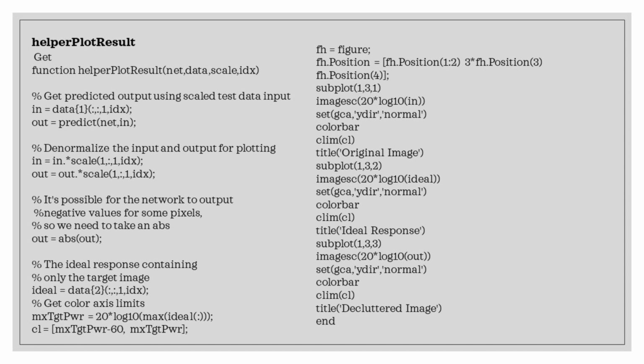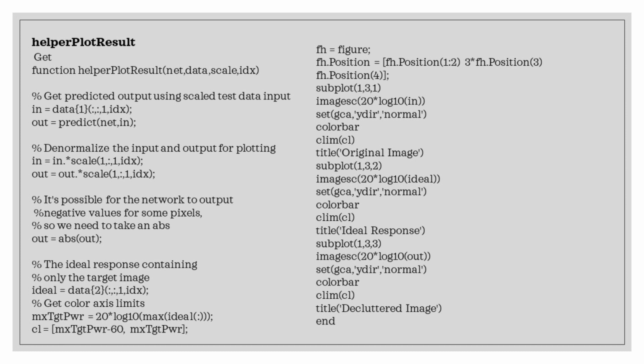It's possible for the network to output negative values for some pixels, so we need to take an absolute value. out equals abs(out). This line ensures that all output values are positive by taking the absolute value. This step is necessary because the network may produce negative values for some pixels, which is not valid for image data.